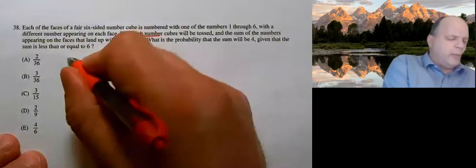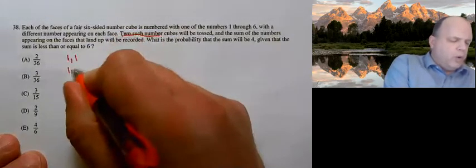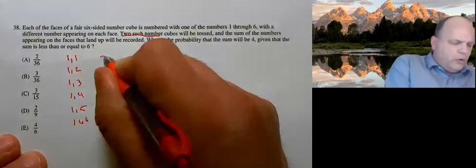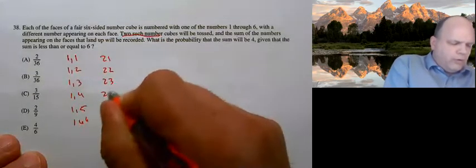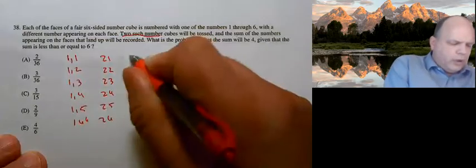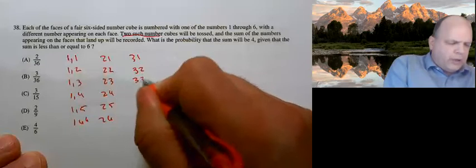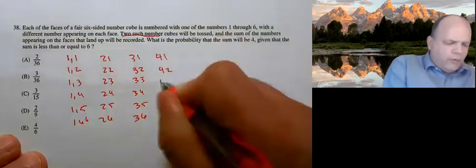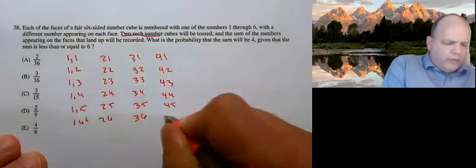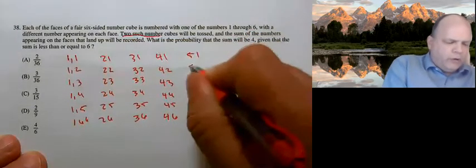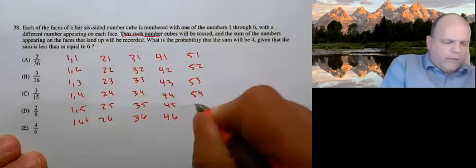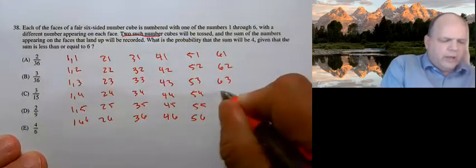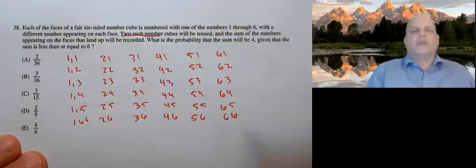That way, if you have to do it on the exam, it'll go very easy for you. 1,1; 1,2; 1,3; 1,4; 1,5; 1,6. 2,1 through 2,6. 3,1 through 3,6. 4,1 through 4,6. 5,1 through 5,6. 6,1 through 6,6.